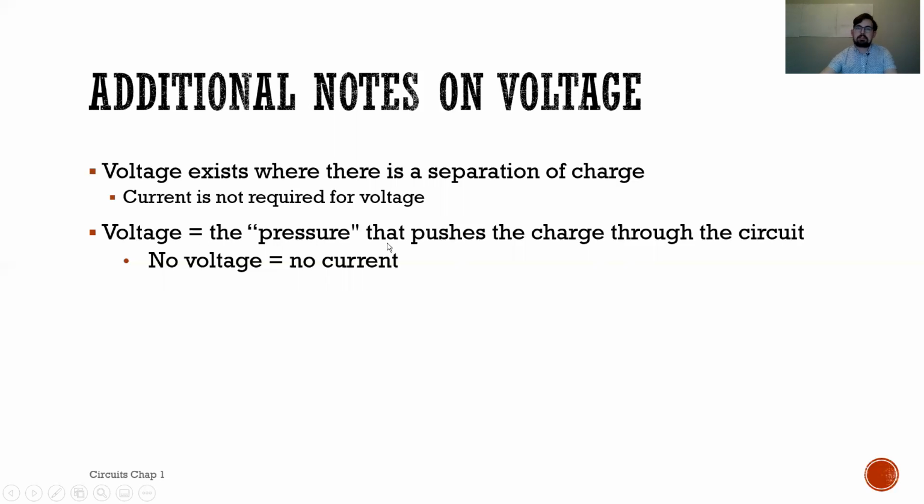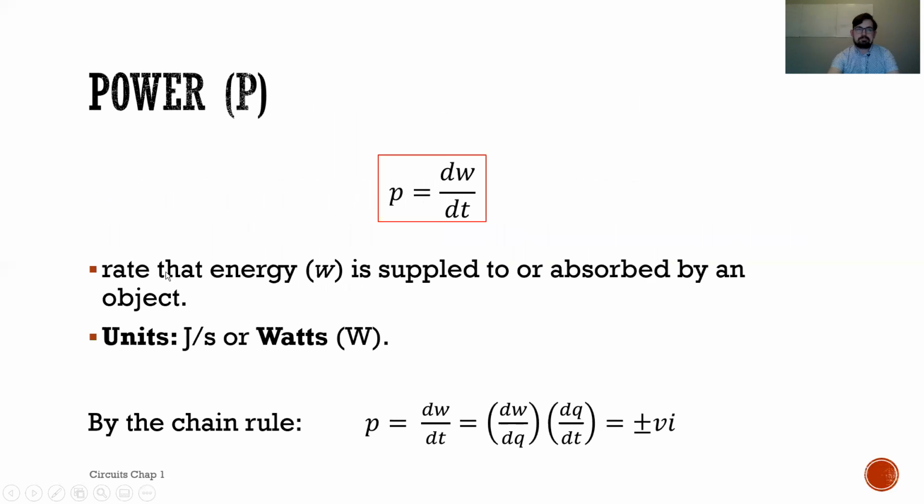That voltage is the pressure that pushes that charge through the circuit. So we have to have voltage to create current, but not current to create voltage, if that makes sense to you. All right, power. When we talk about power, we're going to be measuring this in watts. Power is a measure of energy that's absorbed or supplied in an amount of time. So when we talk about electric motors, things that create or move energy, speaker systems, things like that, we're going to be talking about watts.